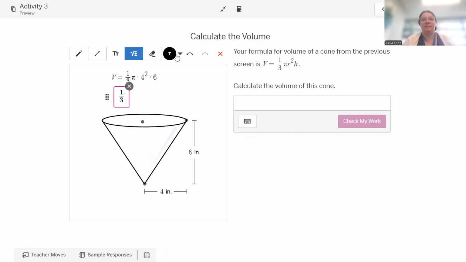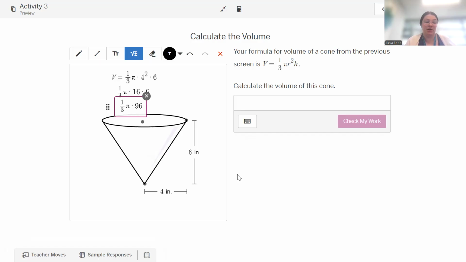So I have 1/3 pi times 4 squared. 4 squared is 16 times 6. Okay, so now I'm going to do 1/3 pi times 16 times 6. You are allowed to use a calculator for this unit, friends. And you should have gotten 96 for that. 16 times 6 is 96.